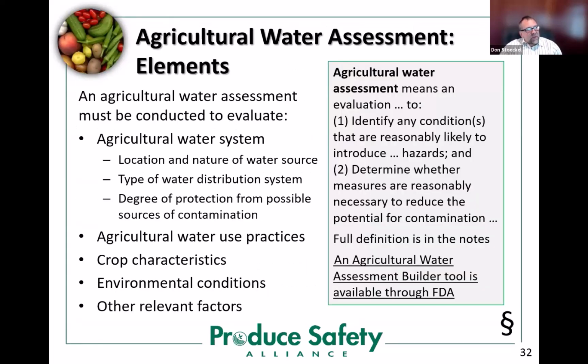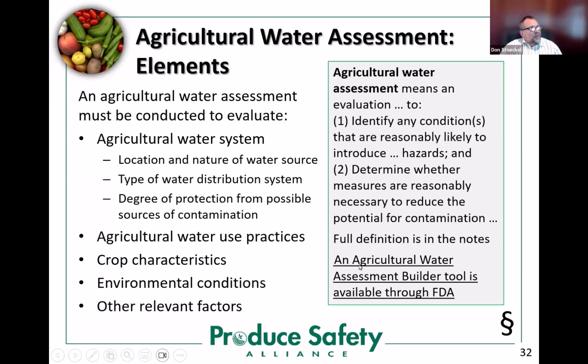When we think about delivering this module, we start this one by saying, okay, what is the point of an agricultural water assessment? I look in the gray box and I say the agricultural water assessment will identify conditions that might introduce hazards into water. That's the first thing. And then importantly, determine whether measures are reasonably necessary to reduce that risk. So what are the sources of often fecal contamination and how do I disrupt it?